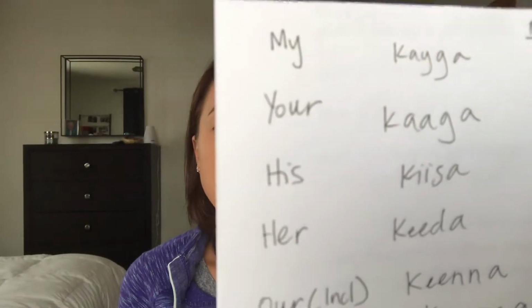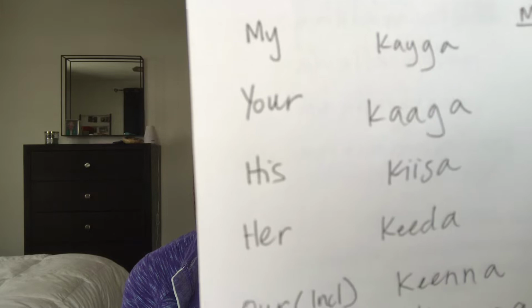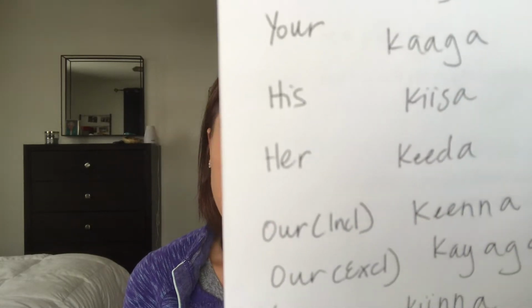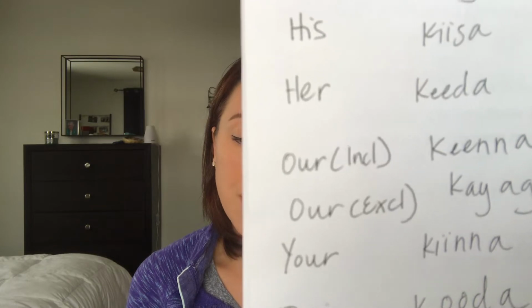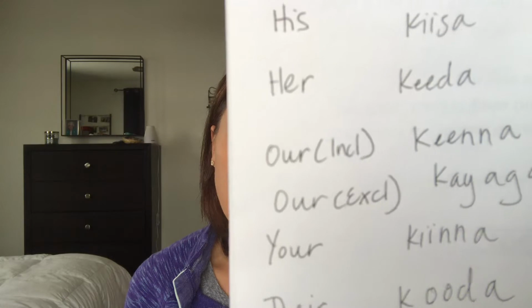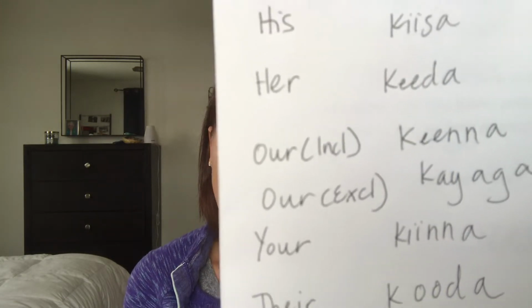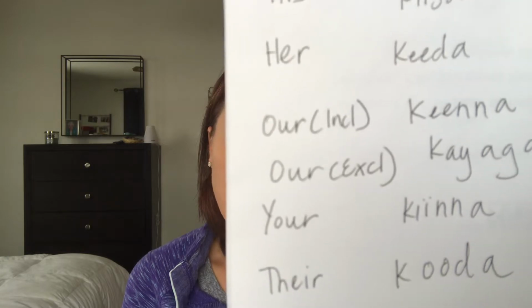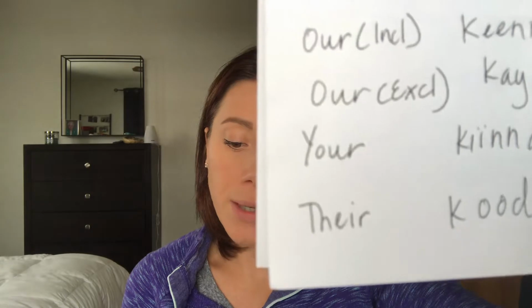So here we go with the masculine suffixes. If we want to say something is mine and it's a masculine noun, we'd say kega. Yours, kaga. His, kisa. Her, keda. Ours, inclusive or exclusive, and Somali differentiates these: kena and kayaga. Something is yours plural, kiina, and something is theirs, koda.